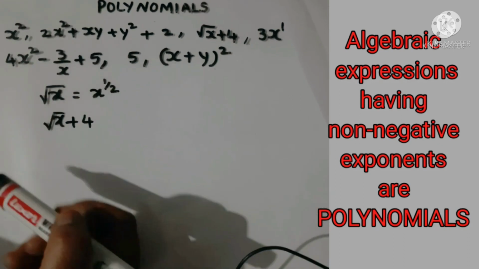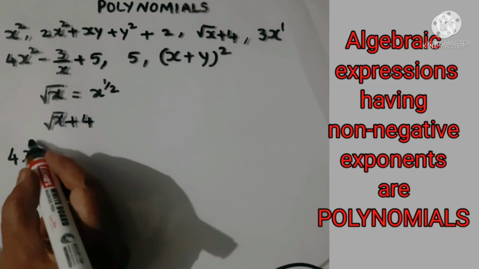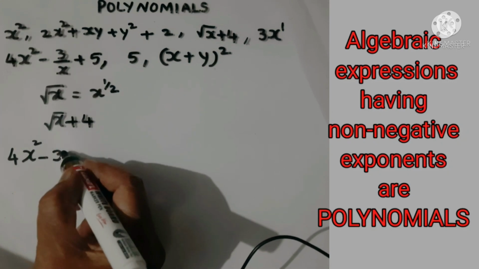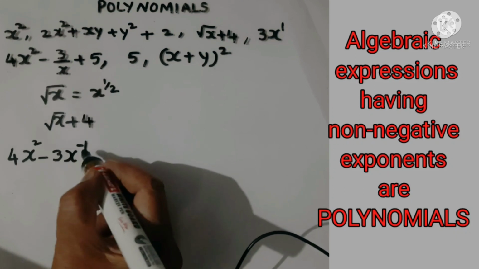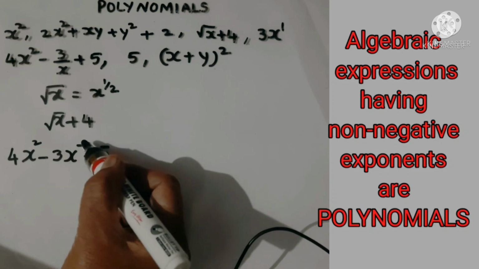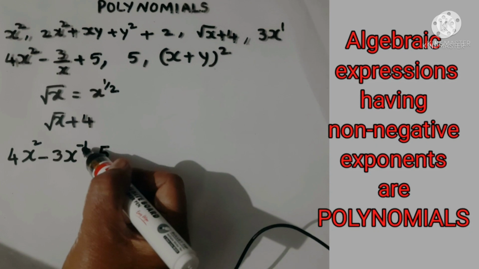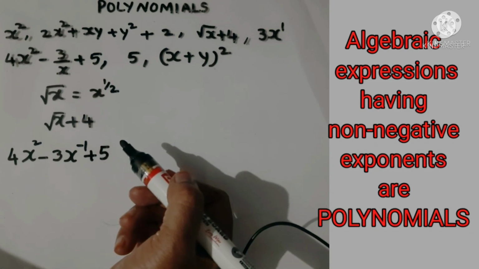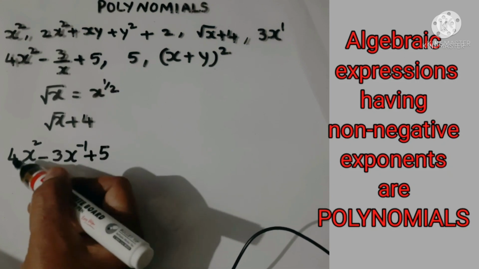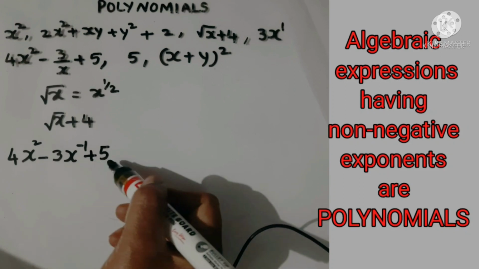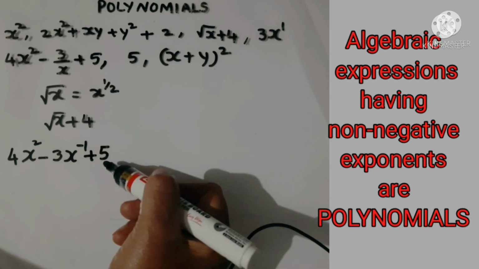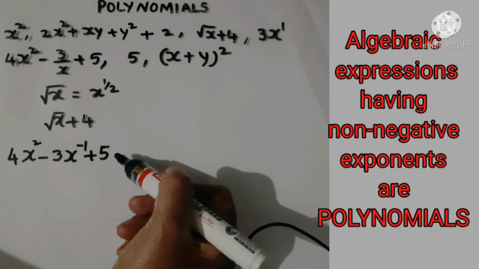I will show you how we write that one. 4x square minus 3 by x: instead of 3 by x, we can write 3 times x to the power minus 1, plus 5. So here it has a non-whole number as the power. So this is not a polynomial. Even though the first term has a whole number power, one of the terms of this expression does not. So the entire algebraic expression is not a polynomial.